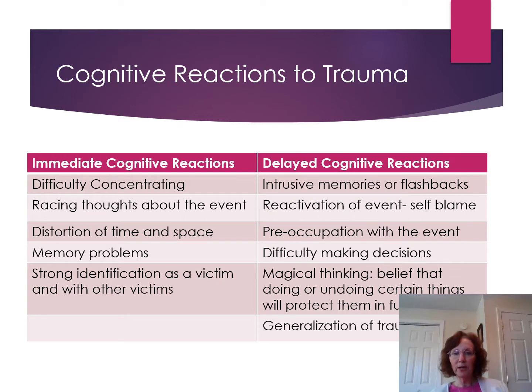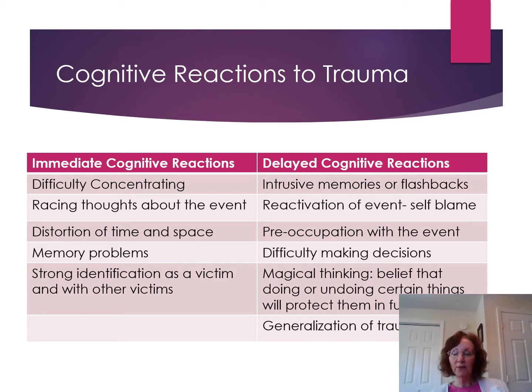Some cognitive reactions to note that happen as a result of trauma are immediate and delayed. The immediate ones are difficulty concentrating, racing thoughts about the event, distortion of time and place, memory problems, strong identification as the victim, and strong identification with others who have also been victimized in that trauma.